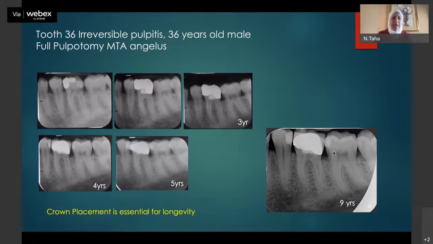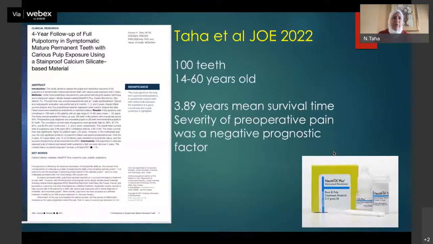A very recent publication of me and my postgrad in Journal of Endodontics, January issue of this year, we started looking at longer term follow-ups of the cases. This case, actually, we did not publish at 1 year because I was planning the long-term follow-up. This is 4 years follow-up of 100 mature teeth of patients 14 to 60 years old. And here we used the new MTA Plus mixing type.